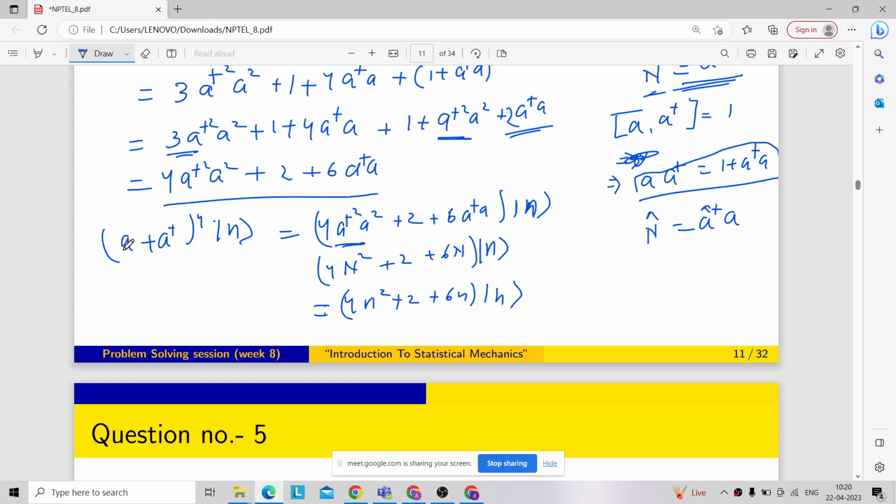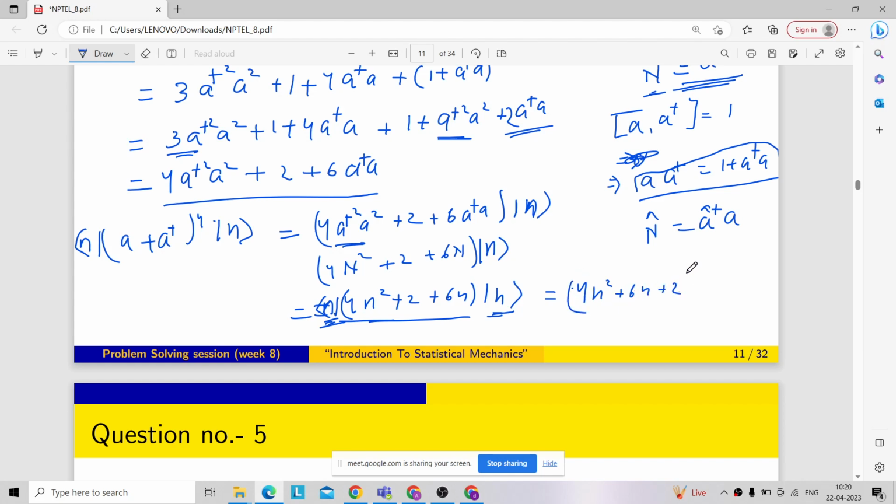So I need to find this bra n, this term. So I have to apply bra n here. So this is simply a number. So these states are orthonormal. So bra n and ket n, they will give 1. So the final answer will be 4 n square plus 6n plus 2.